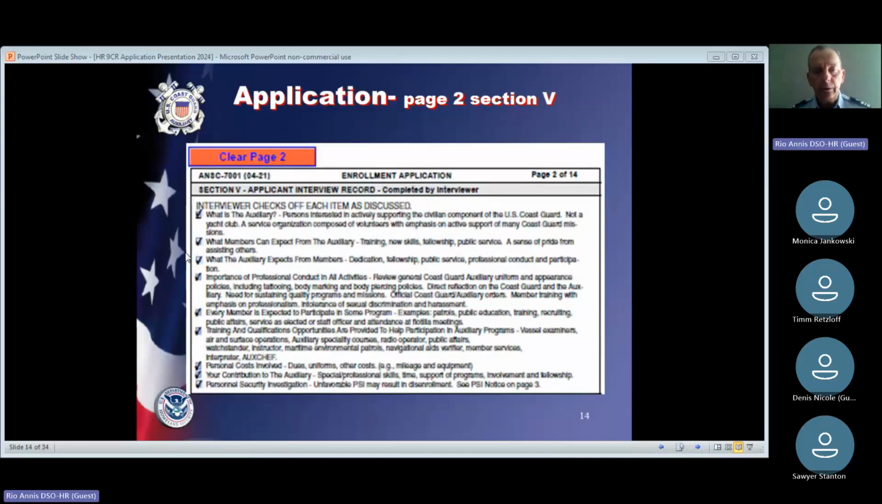This is page 2 of the application. This is that section that I talked about, that when you're having an interview with a prospect, these are all good points that you could cover in that interview.